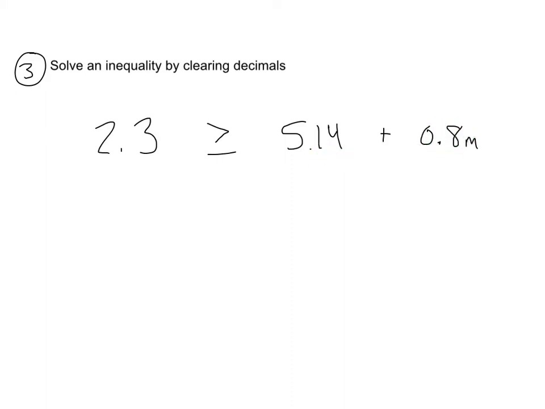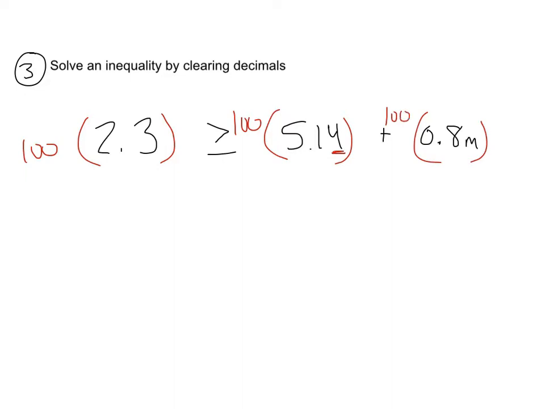Well, the hundredths. So because the 4 was in the hundredths place, I'm going to multiply every single term by 100. Hundredths place, multiply by 100, right? So I'm going to set it up like this. This guy is going to get multiplied by 100. This guy is going to get multiplied by 100, and this guy is also going to get multiplied by 100.